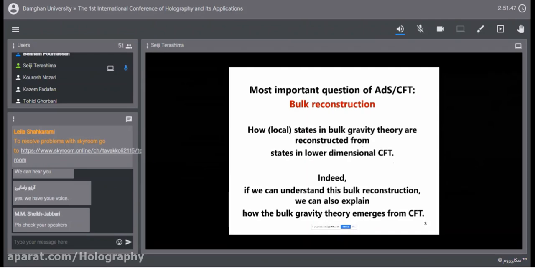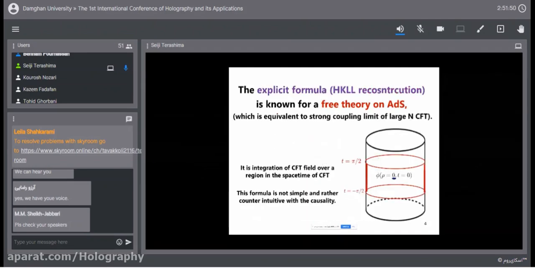Of course, there is a well-known formula, the HKLL reconstruction formula, for a free theory on AdS. And free theory on AdS means equivalent to the strong coupling limit of large N CFT. So this formula is an integration of the CFT field over some region. Some region means this region here. This formula is not so simple and rather counterintuitive with causality, I think.